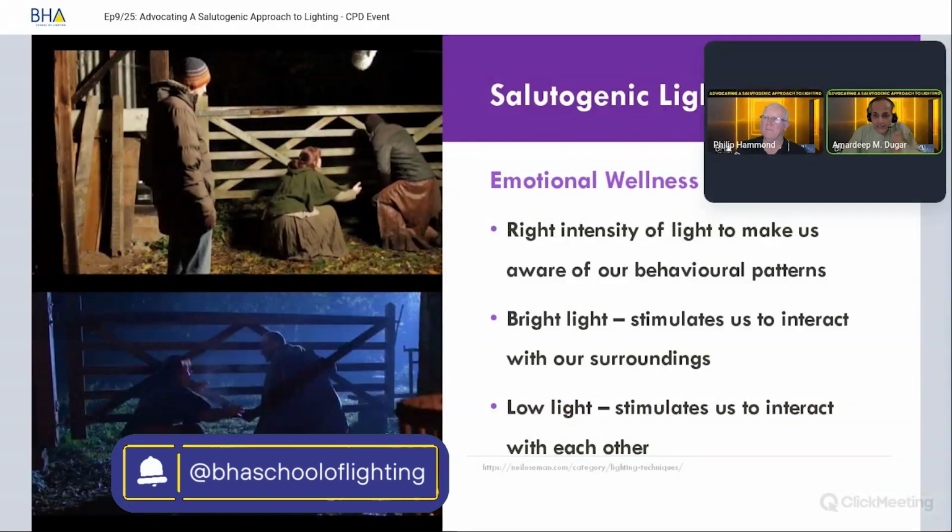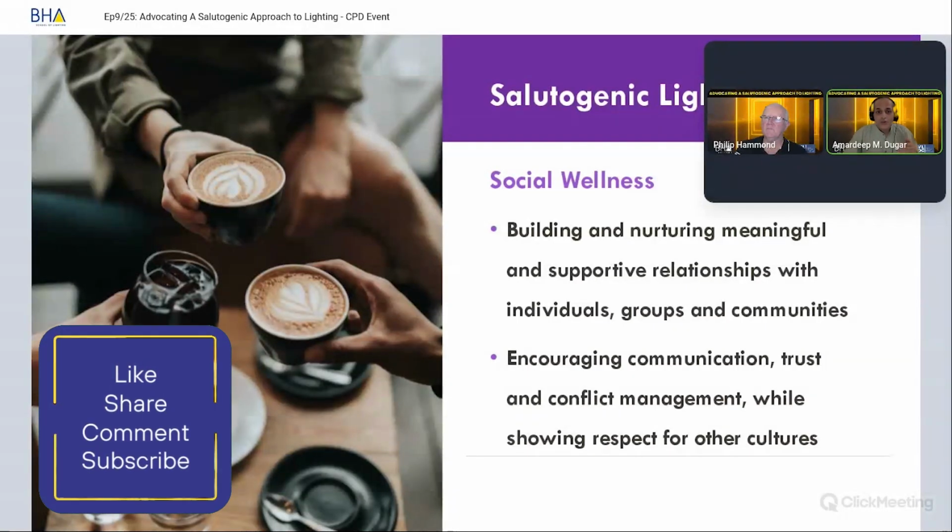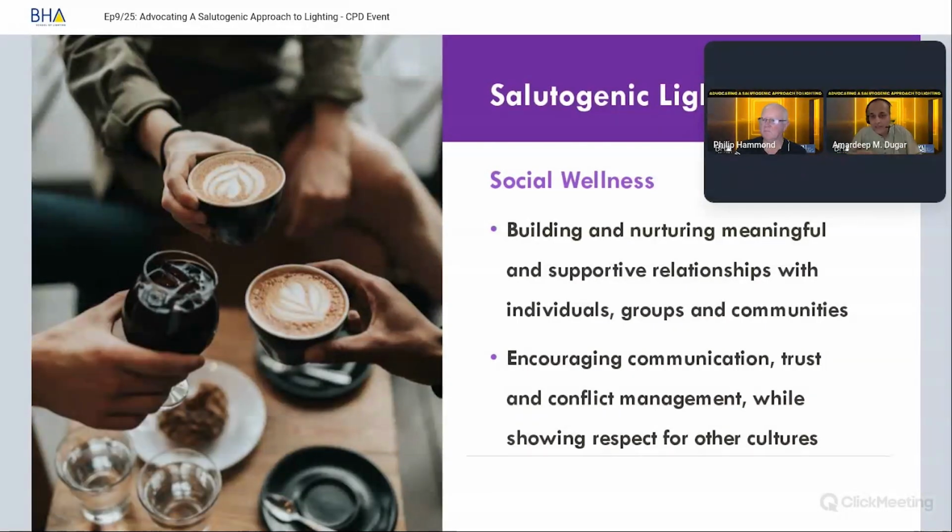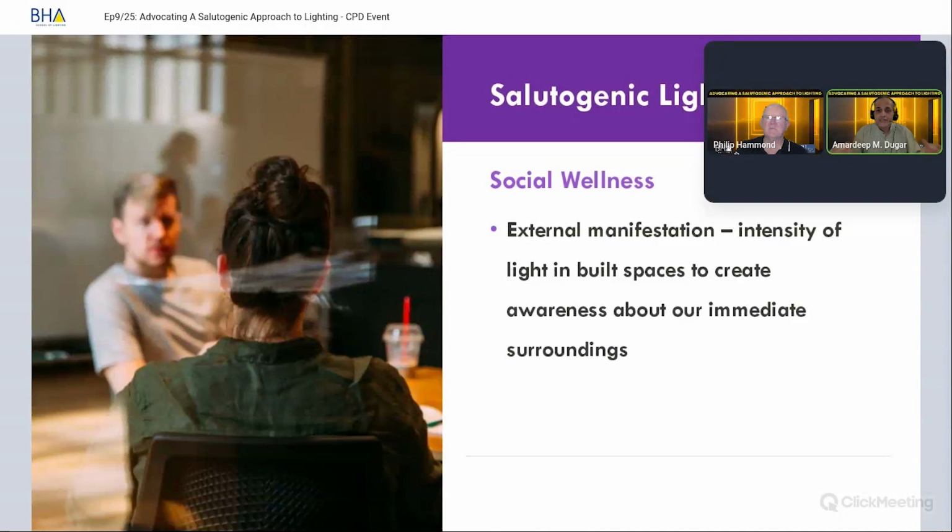And the next part of this is social wellness. It's about building, nurturing meaningful relationships with individuals, groups, and communities. And what you're trying to encourage is communication, trust, conflict management, because you want to show respect to all cultures, you want to integrate. And that's what social wellness is all about. So it's an external manifestation, and how it relates to lighting is that the intensity of light in built spaces can create this awareness about our immediate surroundings.